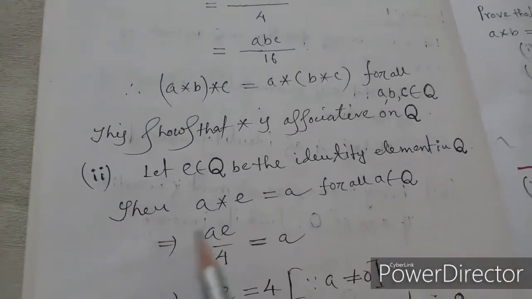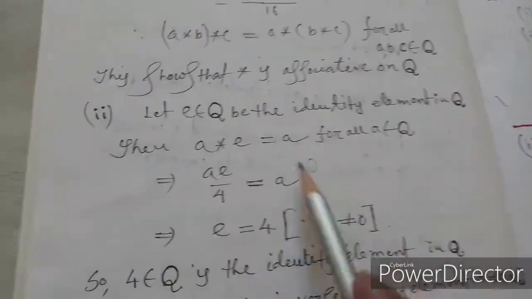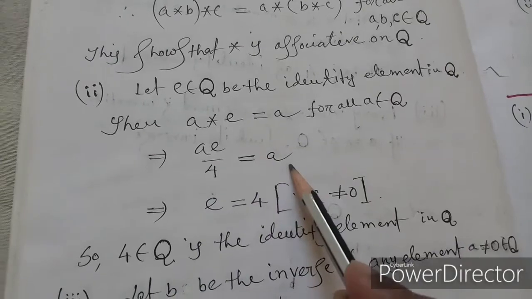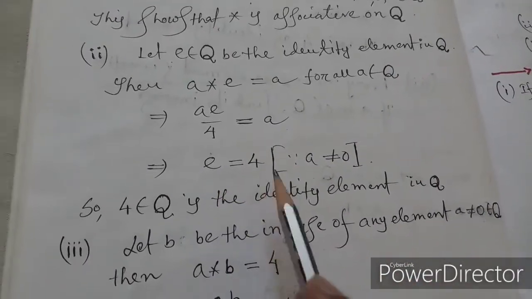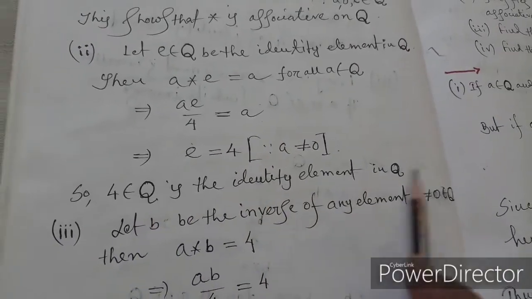Q. Then A star E equals A for all A belonging to Q, according to the definition. So A star E means AE by 4, that is equal to A, and A not equal to 0 obviously. So E equals 4. And 4 is a rational number, so 4 is the identity element.